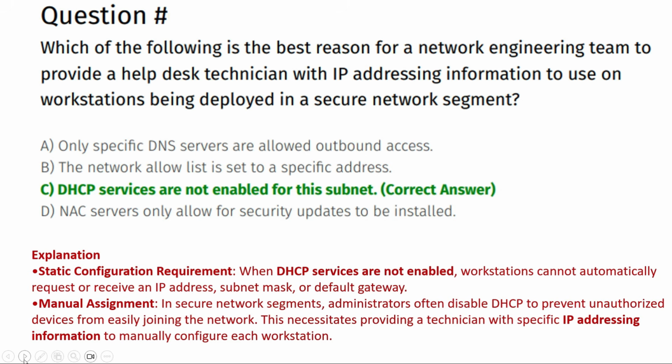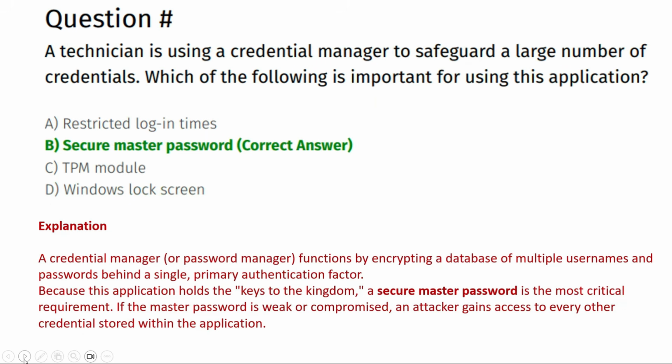So let's check the explanation. Static configuration requirement: when DSCP services are not enabled, workstations cannot automatically request or receive an IP address, subnet mask, or default gateway. Manual assignment: in a secure network segment, administrators often disable DSCP to prevent unauthorized devices from easily joining the network. This necessitates providing a technician with specific IP addressing information to manually configure each workstation. So that's why the correct answer for this question is option C, DSCP services are not enabled for this subnet. So let's move to the next question.